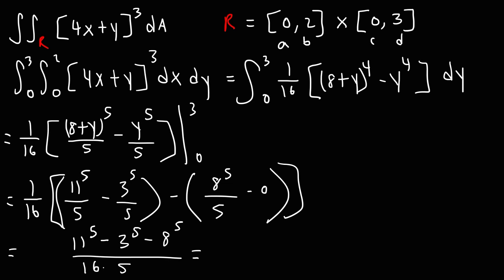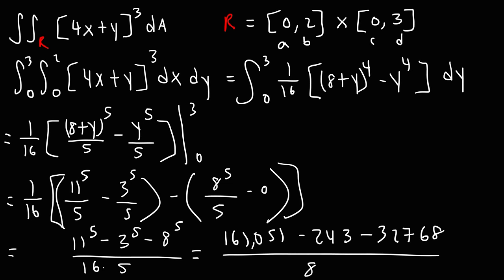Now, 11 to the fifth power, that's 161,051. 3 to the fifth power is 243. And then 8 to the fifth power, that's 32,768. And 16 times 5 is 80.